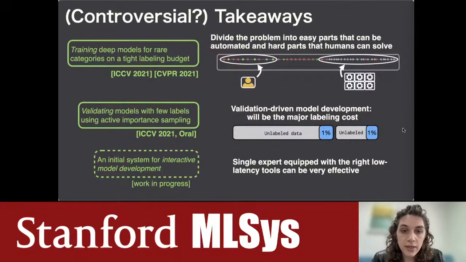And finally, this is maybe the lesson I'm trying to show with Forager and some of this work: it is possible for a single expert with the right tools, the right low latency tools, specifically tools that are fast and return results in seconds instead of minutes or even hours, to be very effective at creating a model very quickly.